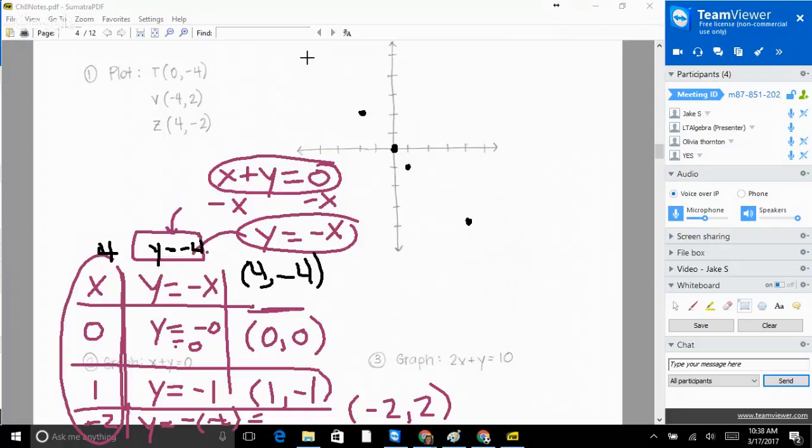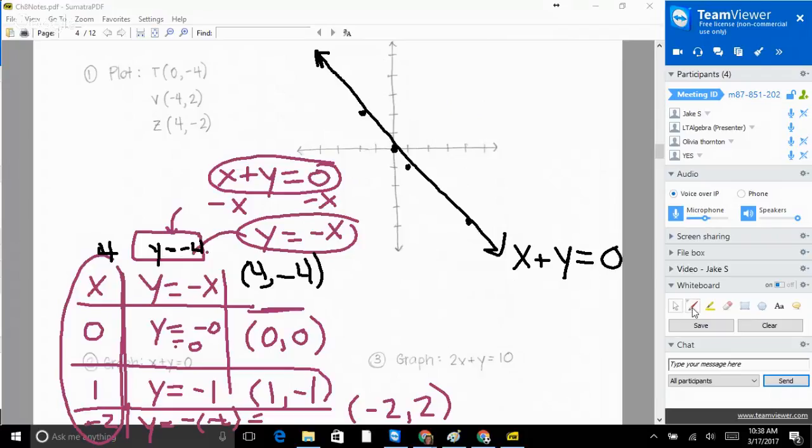I don't think I have a nice line tool on here, unfortunately. So now you get to play connect the dots. And so what you have actually graphed is x plus y equals 0. So what does that mean? That means that anywhere along this line is an answer to x plus y equals 0.